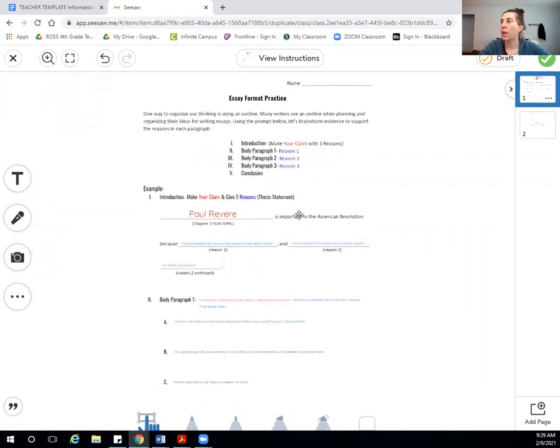I'm going to use this tomorrow to help me draft my essay. Let's get to work and see what you guys can do. Remember, you are making this essay about the topic that you chose before in chapter 2.